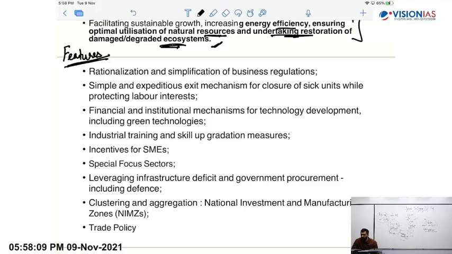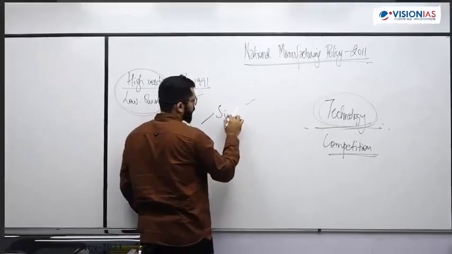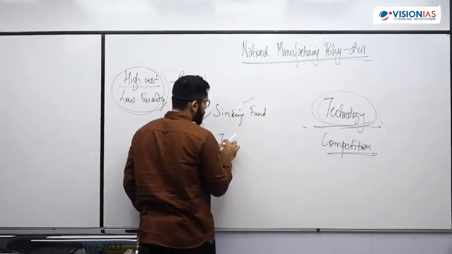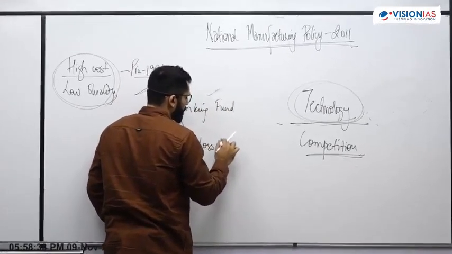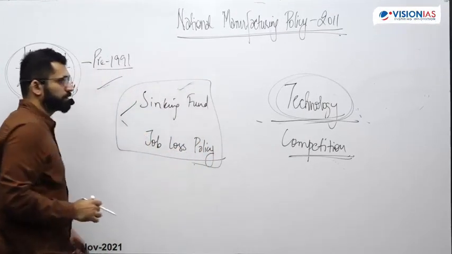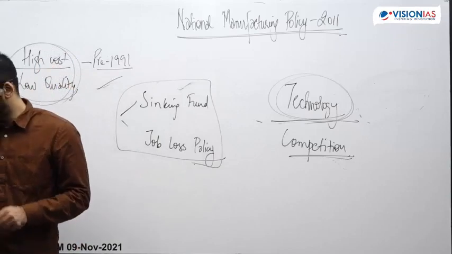Another, simple and expeditious exit mechanism for closure of sick units while protecting labor interest. Now, how did they protect labor interest? They had a sinking fund and a job loss policy. ये पॉइंट इन्होंने बोल तो दिया था, बट हुआ कुछ नहीं था इनसे.